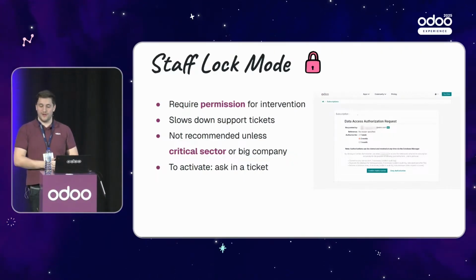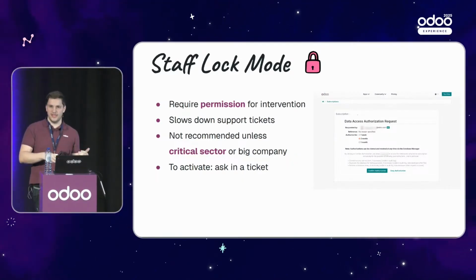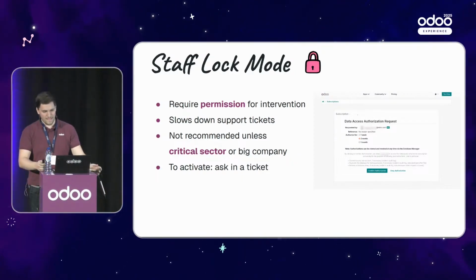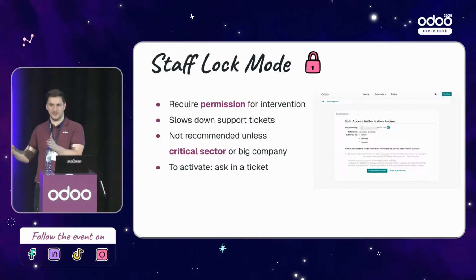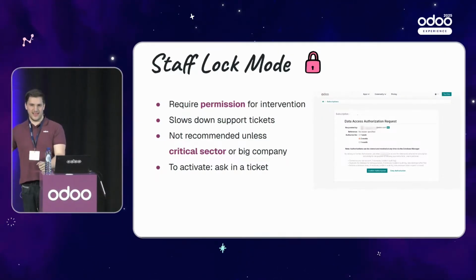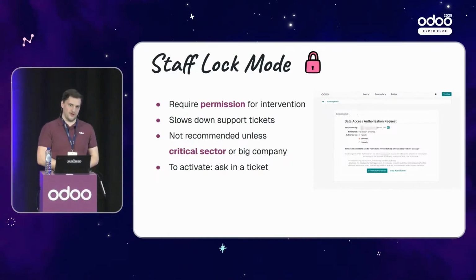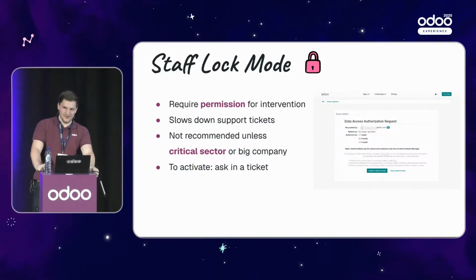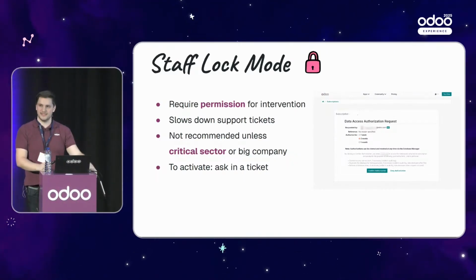Now, this of course slows down support by a lot, because if any of you have ever posted support tickets, it usually takes maybe a day before a support agent is assigned to your ticket and starts working on it. So with this, if you enable it, you wait a day, you get a support agent, they ask for permission, then they're waiting for you. While they're waiting for you, they're probably going to work on a different ticket in the meantime. So at the time you give them permission, they're already working on something else, they have to finish that up, and then finally they can work on your support ticket. So it is definitely not recommended for everyone. I highly recommend you don't do this, unless of course you're in a critical sector or you're a big company. And to activate this, just write us a ticket and we will do it for you.